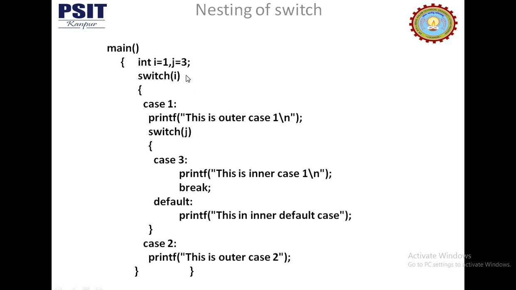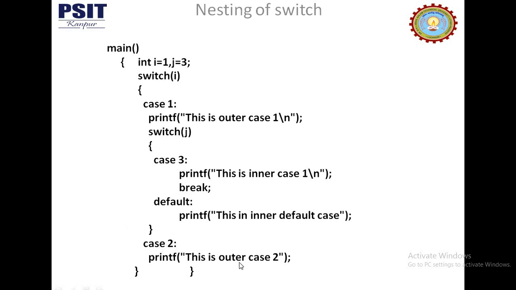And switch j, what is the value of j? It is 3, already given, so value 3 will be compared with the cases within that inside switch. Case 3 will be matched with 3, and this is inner case will be printed. And after that break has been written, so default will not run. So this inner default case will not run within this inner switch, and then I'll come out of this inner switch because of this break, and then I am on the outer switch. The outer switch has case 2, and in between outer case 1 and case 2 I don't have any break, so case 2 will execute.